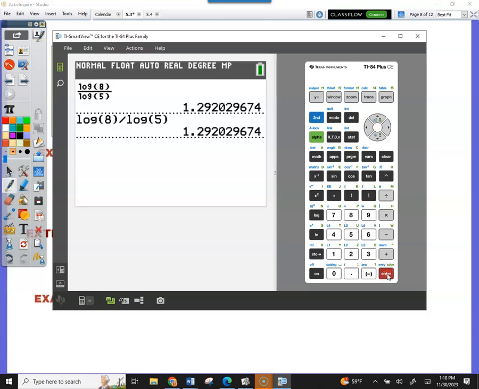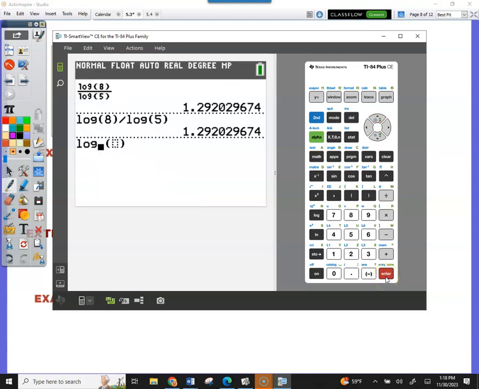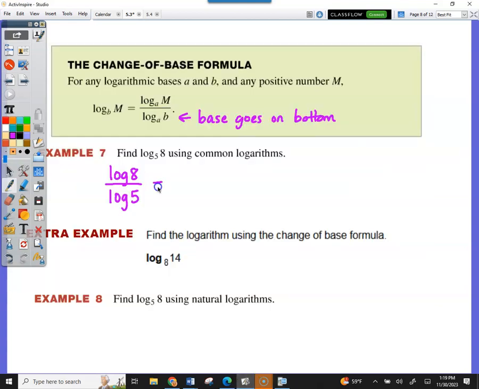All right, and then what was it? It was math, arrow up, and it was A. 5, 8. Three techniques for writing or evaluating a log. You hear this? So 1.292. Yeah.